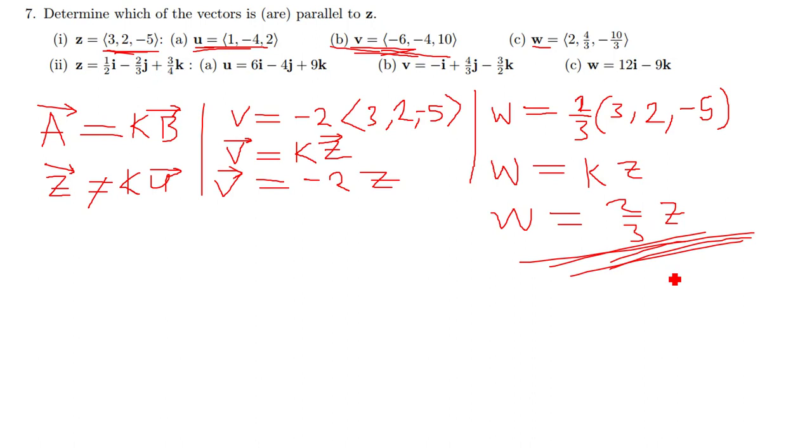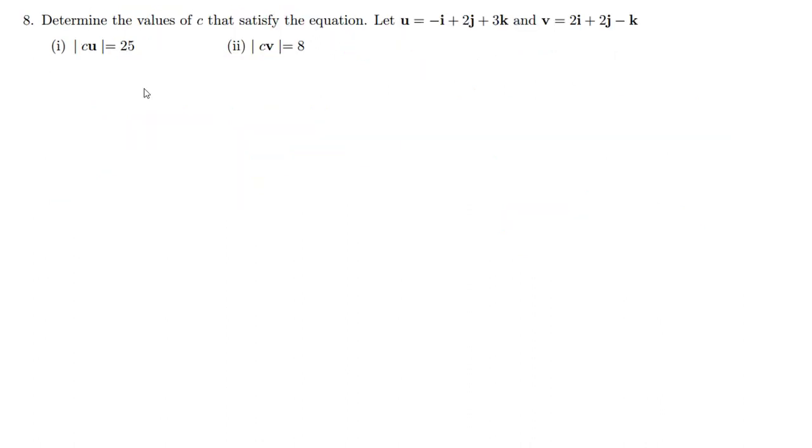So let's quickly move on to the next question. You solve the other question in a similar manner. Okay, so this one says determine the values of c that satisfies the equation u is equal to that, and then v is equal to that. So in other words, they are saying when you multiply c times u and then you find the magnitude, it should give you 25 as your solution.